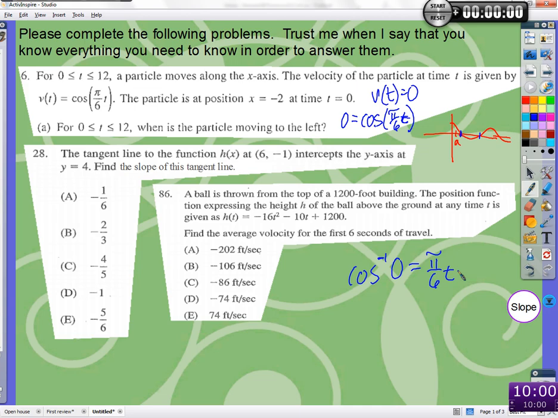It means find the values that this whole thing would have to be for the cosine to be 0. Not find the cosine of 0, but find angles where the cosine is 0. So where is the cosine equal to 0?